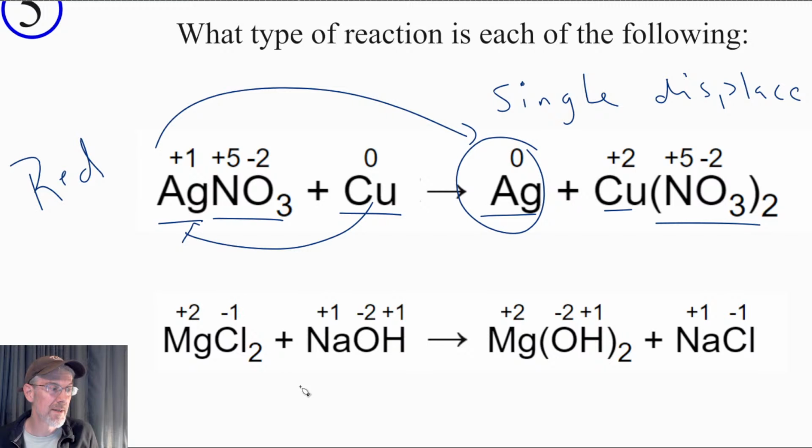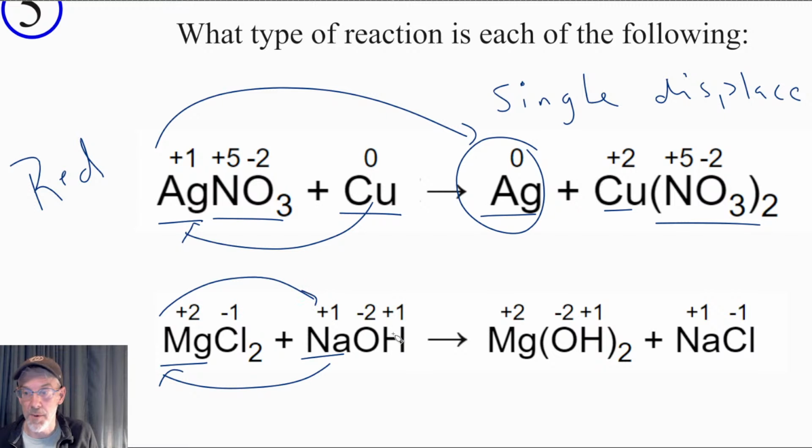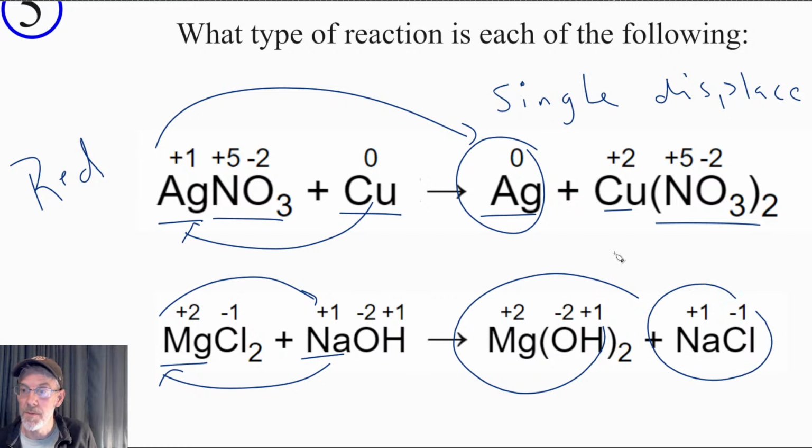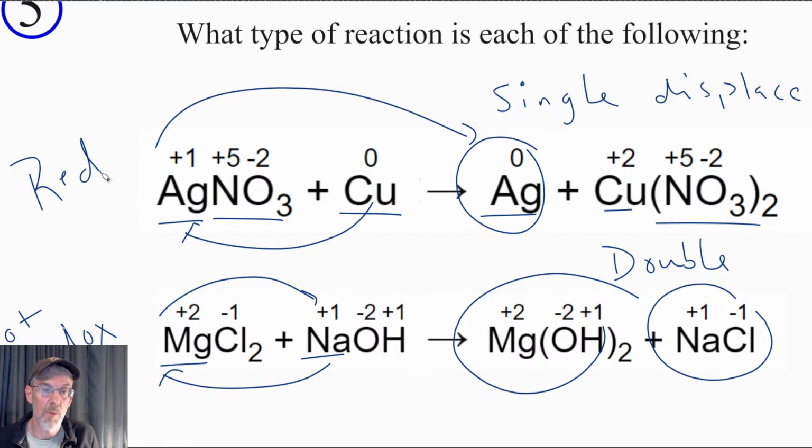This one down here, these guys here switch places. So the magnesium's now with the hydroxide, the sodium's now with the chloride. So this is a double displacement. You can see how they shift places. This is not redox though. So whenever you have a double displacement reaction, it will not be redox. But when you have a single displacement, it will be redox. So just a good thing to be aware of.